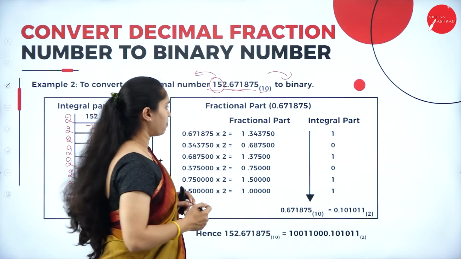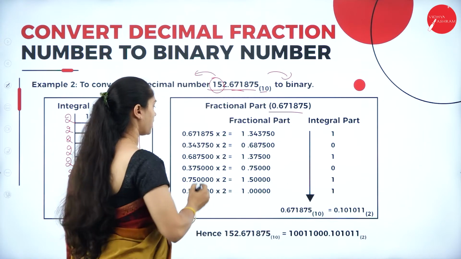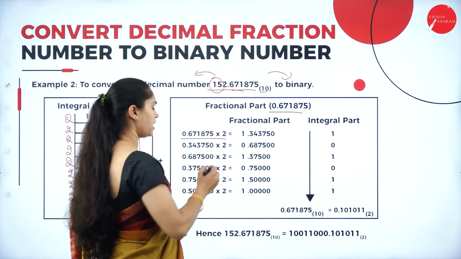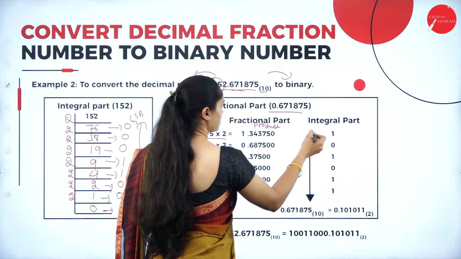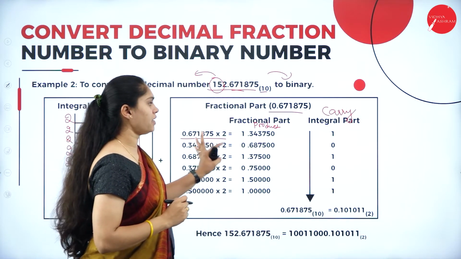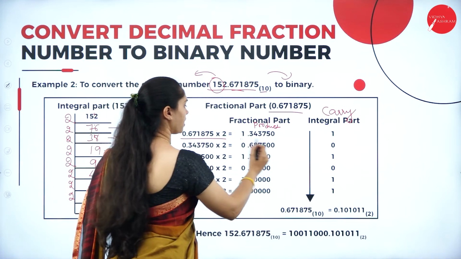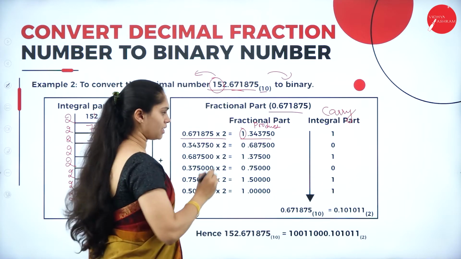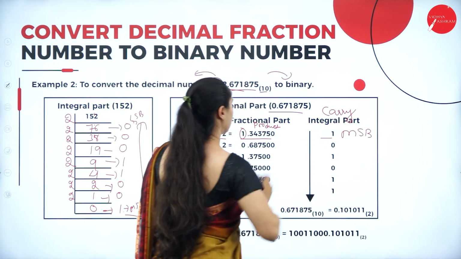Let me go to the fractional part here. That is 0.671875, and this number is going to be multiplied by 2. The product has a fractional part and an integral part, which we get as a carry. Multiplying, we get 1.343750. I take this 1 as the integral part, the first carry, which is the MSB or most significant bit.